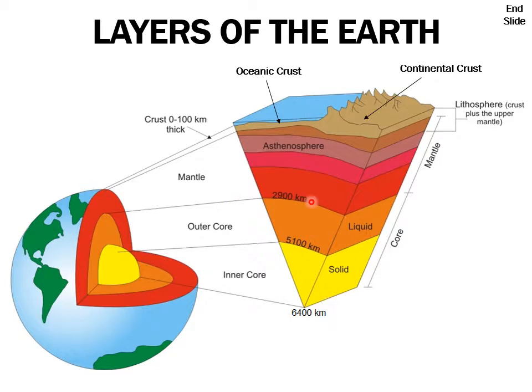So the outer core is going to be 2,900 kilometers down from the surface. The inner core is 5,100 kilometers from the surface, and the center of the Earth is about 6,400 kilometers from the surface of the Earth.